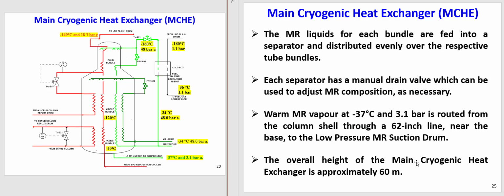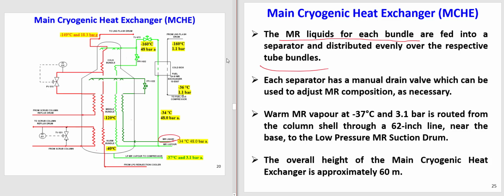Then we have a few more things. The mixed refrigerant liquid from each bundle is fed into a separator and distributed evenly over the respective tube bundle. You see the mixed refrigerant liquid, this one here: it will first be sent to the separator, and then it will be distributed evenly between each of the two bundles.